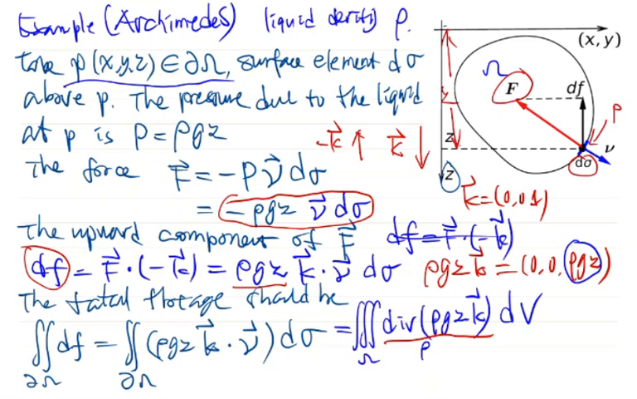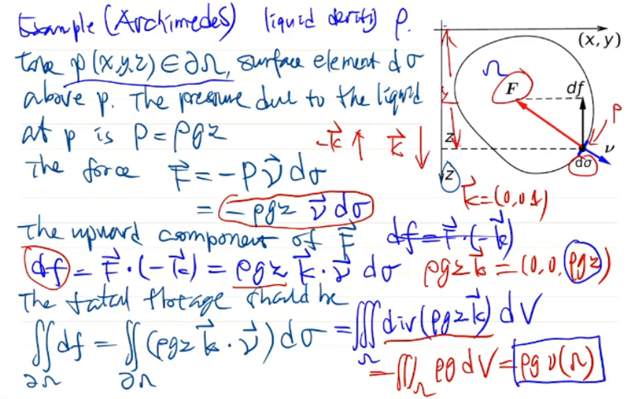So the result is the integral of rho g dV, therefore it is rho g times the volume of omega. Then this quantity is the weight of the liquid having the same volume as this object omega. So this is exactly the Archimedes law about flotage.